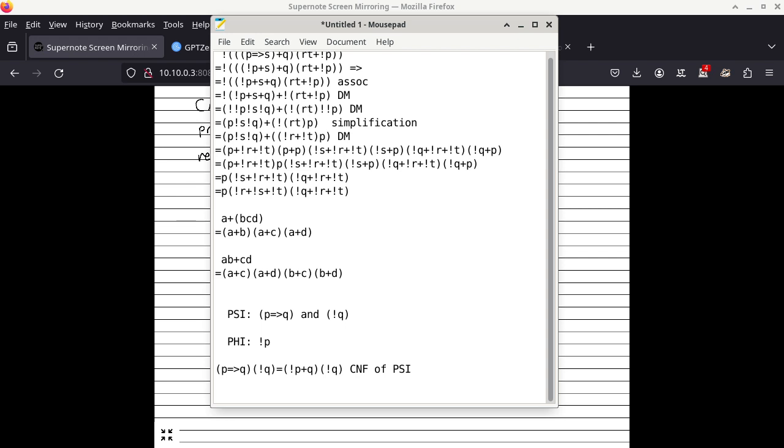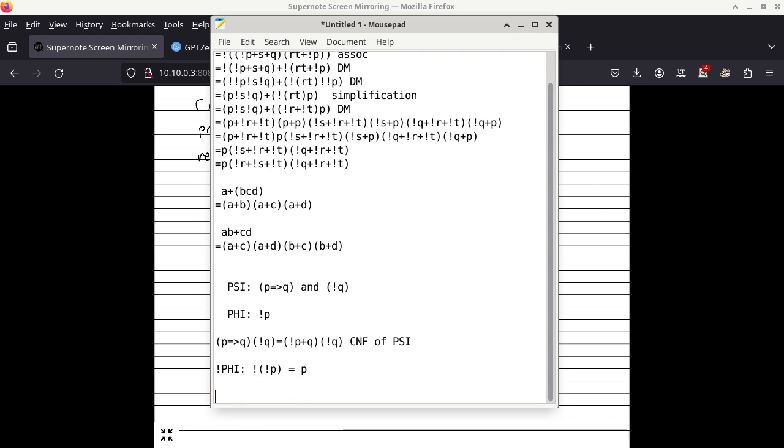We also want to have a CNF for phi, which is also really trivial in this case, because not phi is not not P, which is just P itself. Are we doing okay so far with this? So you start with psi, you convert psi to a CNF. You start with phi, you first negate it, and then you turn it into a CNF. Now we concatenate the two using conjunction.